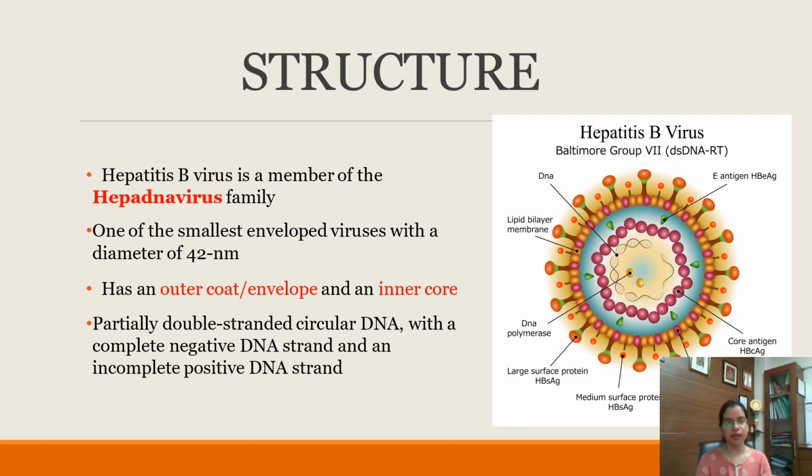The structure of hepatitis B. Hepatitis B virus is a member of the Hepadna virus family. It is a DNA virus. The structure has an outer envelope and an inner core. It has a partially double-stranded circular DNA with a complete negative strand and an incomplete positive strand. On the surface, it has an antigen which is called hepatitis B surface antigen. In the core, it has the core antigen. This is the incomplete double-stranded DNA, which has a partial single strand and a partial double strand, and this is the lipid bilayer membrane which forms the envelope. And we have hepatitis B E antigen in the pre-core region.